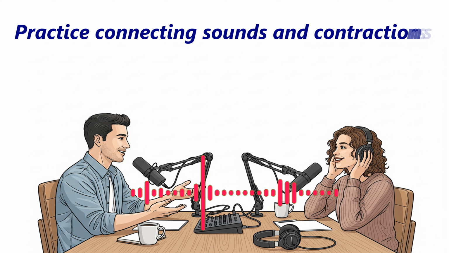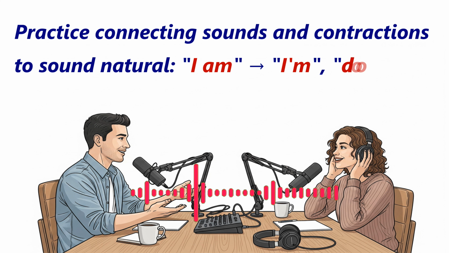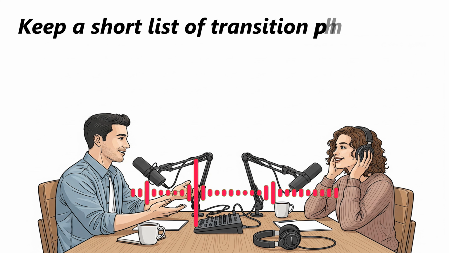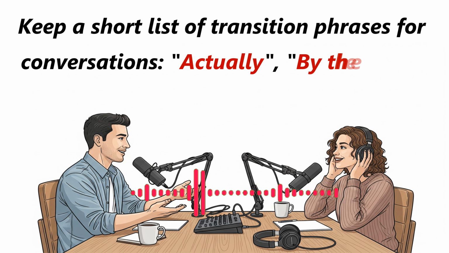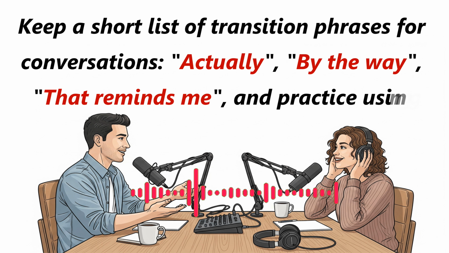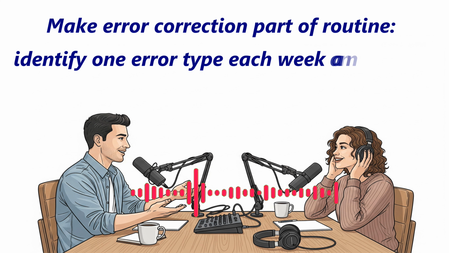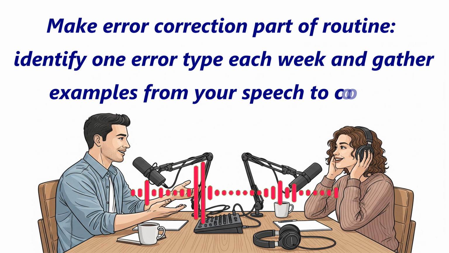Practice connecting sounds and contractions to sound natural. I am, I'm, do not, don't. But keep grammar correct. Keep a short list of transition phrases for conversations. Actually, by the way, that reminds me, and practice using them. Make error correction part of routine. Identify one error type each week and gather examples from your speech to correct.